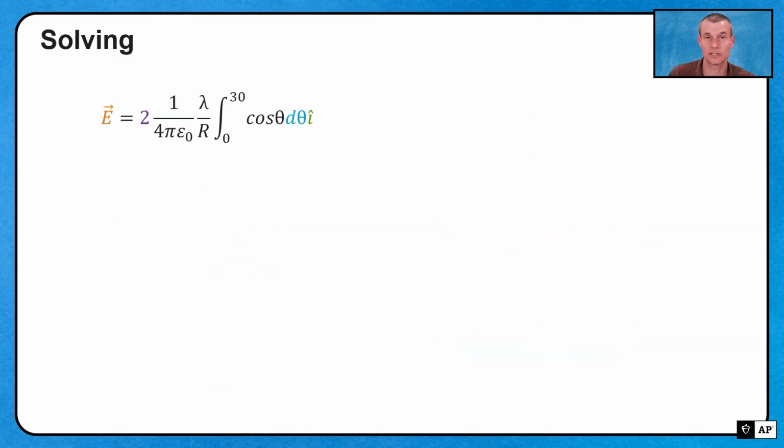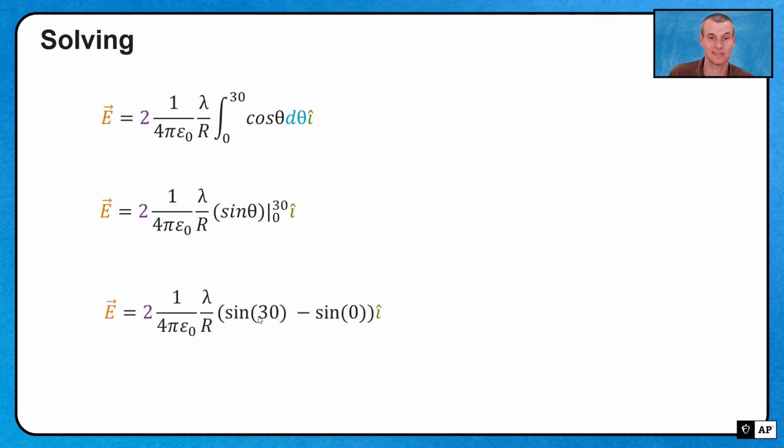Okay, let's actually apply this to solve for our answers. Here's our equation from the previous page. E is equal to 2 times 1 over 4 pi epsilon naught, lambda over r, and the integral from 0 to 30 of cosine theta d theta i hat, where i hat once again is our unit vector. If we take the integral of cosine, we're going to get sine. And if we plug in our bounds of integration, we're going to get sine of 30 minus sine of 0. If you happen to have your unit circle memorized, yes, sine of 30 is just 1/2. And then our sine of 0 is just going to be 0.